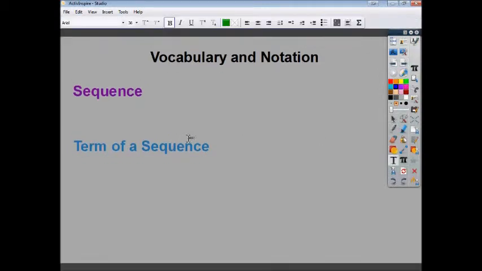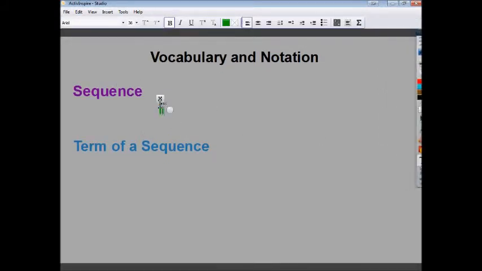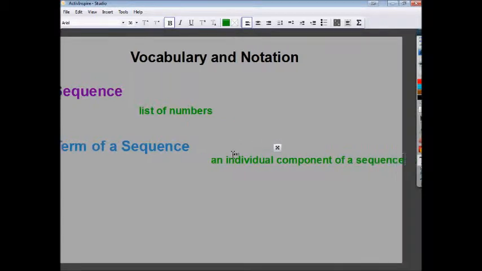When I'm talking about a sequence, I'm just talking about a list of numbers. Any list of numbers is fine. Terms of a sequence would be an individual component of a sequence. Would help if I'd put a little of that there.